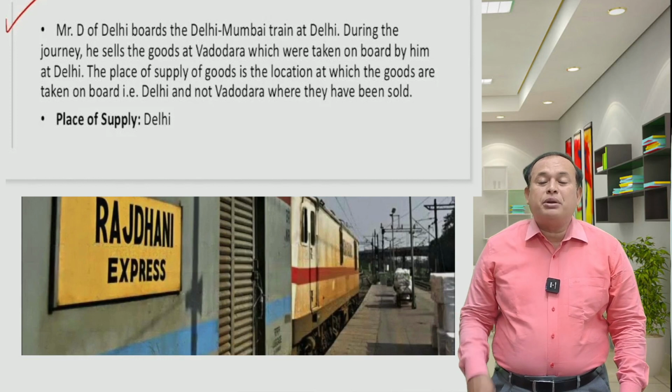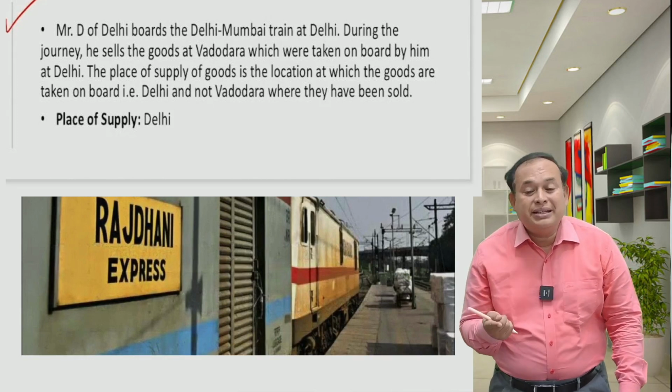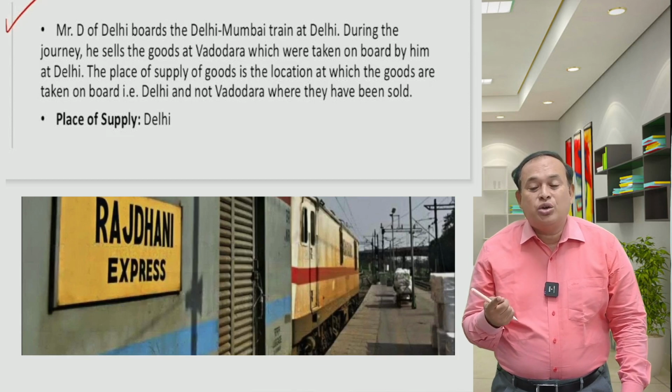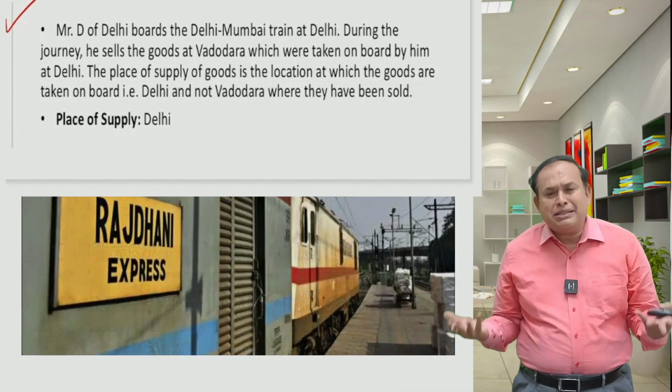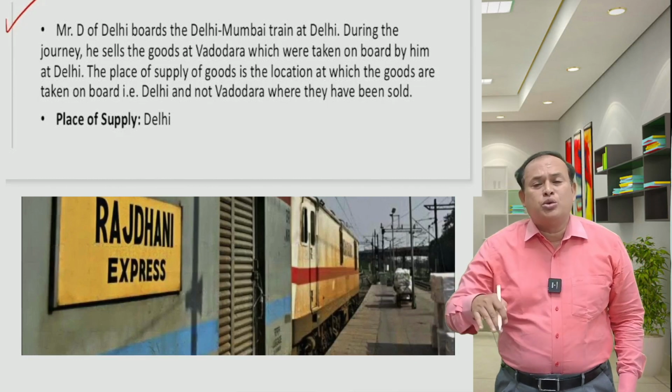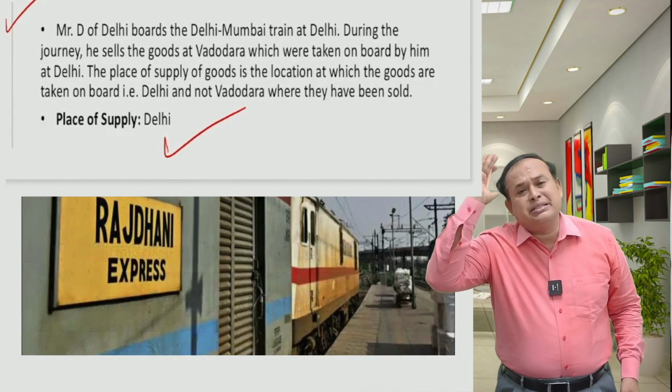The place of supply goes to the place where the goods have been taken on board. Where were they taken on board? At Delhi. So, the place of supply goes to Delhi. Location of the supplier is Delhi, so it is an interstate supply, irrespective of where the goods might be sold during the journey, at any place or in any state, immaterial.